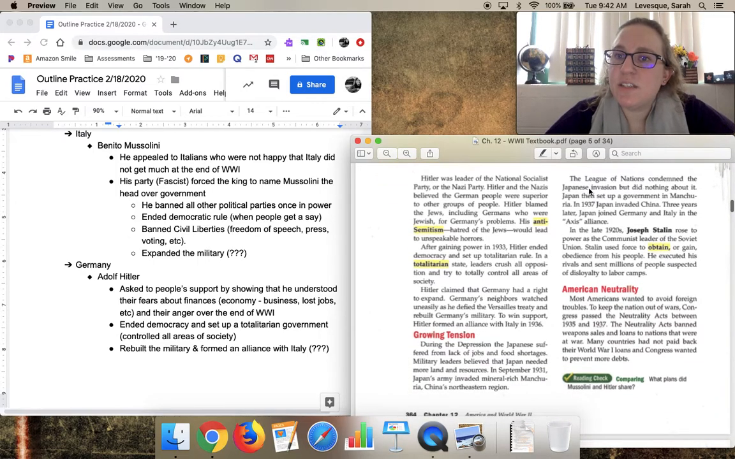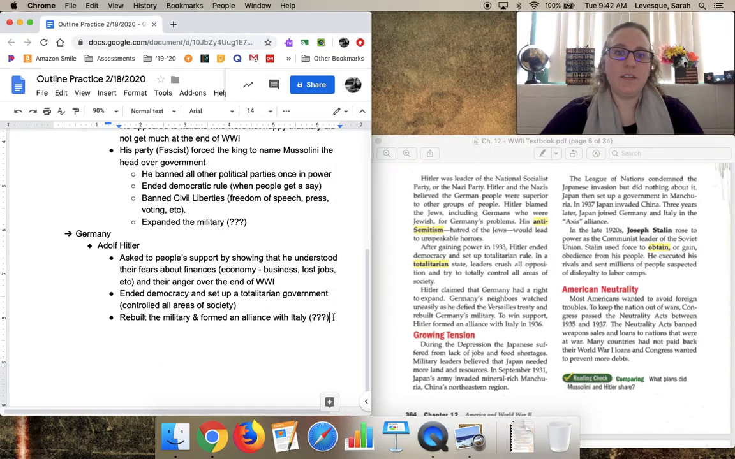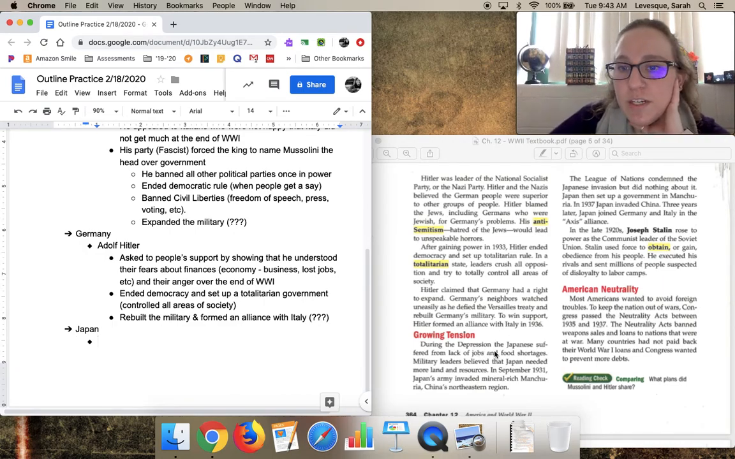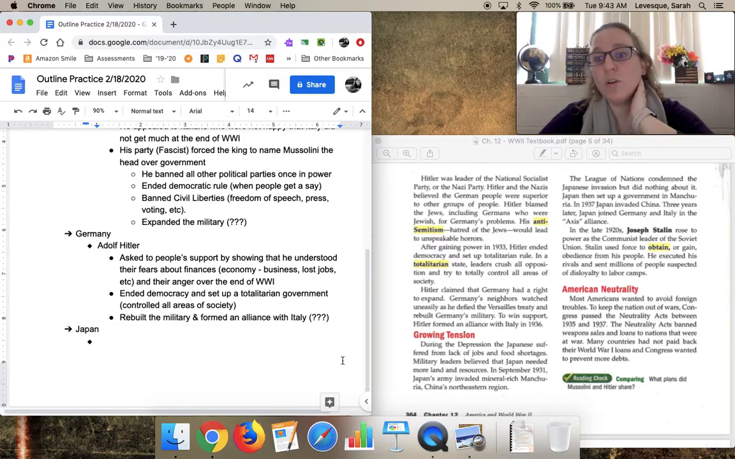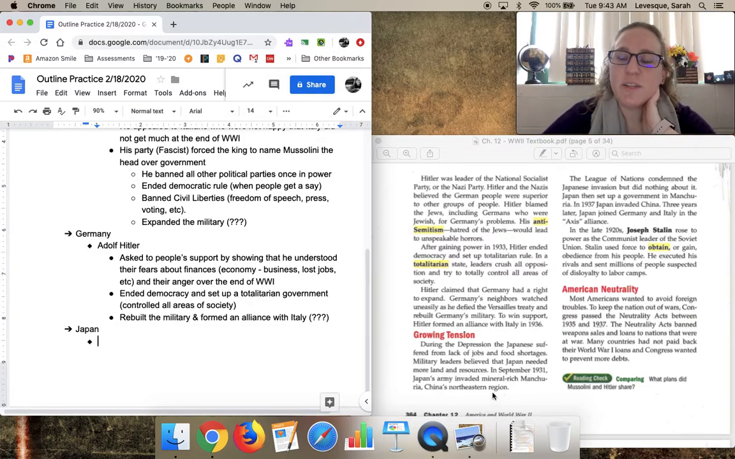The League of Nations condemned the Japanese invasion. I missed a paragraph: growing tension. During the Depression, Japan, so we have a new topic. During the Depression, the Japanese suffered from lack of jobs and food shortages. Military leaders believed that Japan needed more land and resources because they had lack of jobs and lack of food. September of 31, Japan's army invaded mineral-rich Manchuria, China's northeastern region.